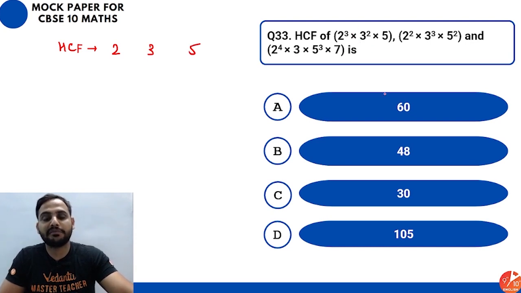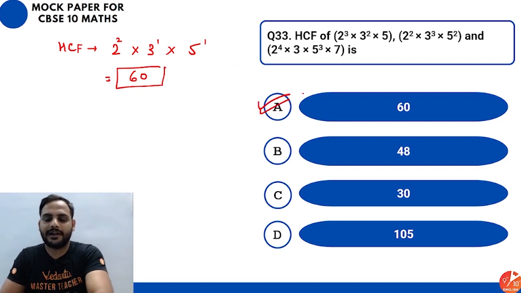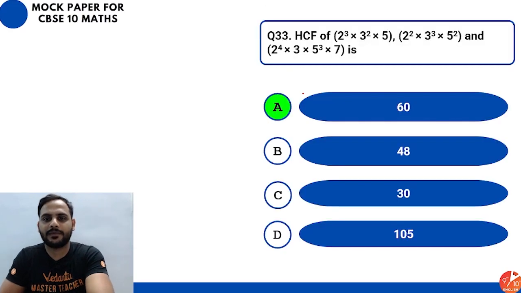Now let's take their minimum power. 2 cube, 2 square, 2 raised to the power 4, minimum power is 2 square. Here 3 square, 3 cube, 3, minimum power is 3. And 5, 5 square, 5 cube, minimum power is 5 only. Multiply all of them. 2 square is 4, 3s are 12, 5s are 60. Right? 60 will be your answer. That is your HCF direct questions.